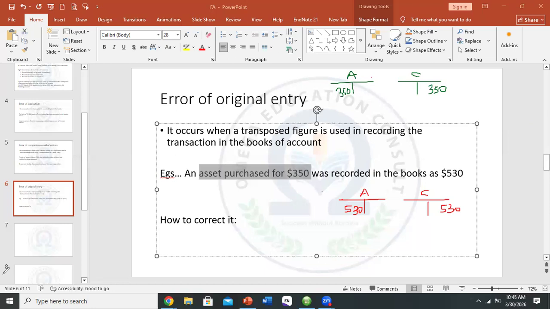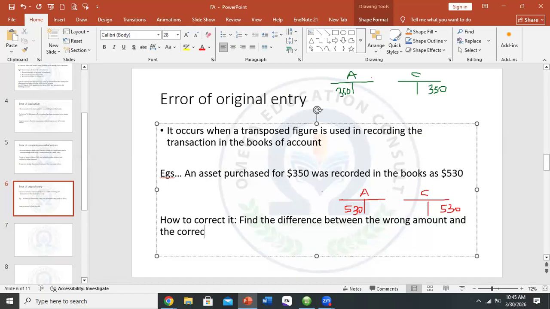So let me write the general correction. Find the difference between the wrong amount and the correct amount and pass the necessary entries. So in this specific example, we'll find the difference between the 530 and the 350, right? Which is going to give us 180. So what entries do we have to pass?